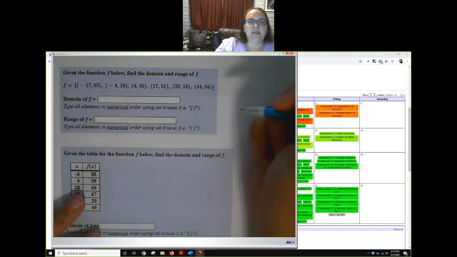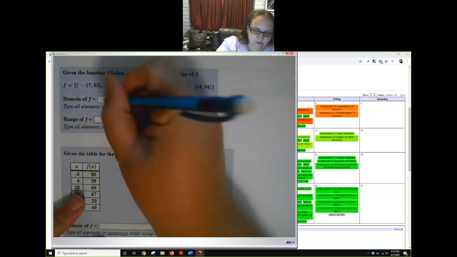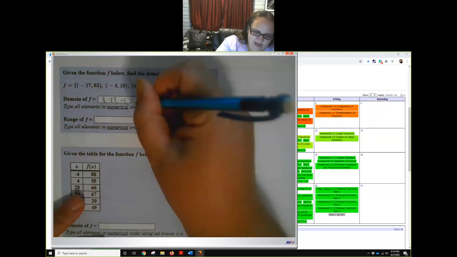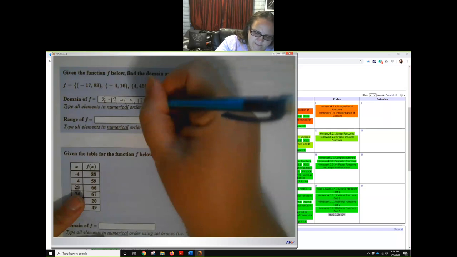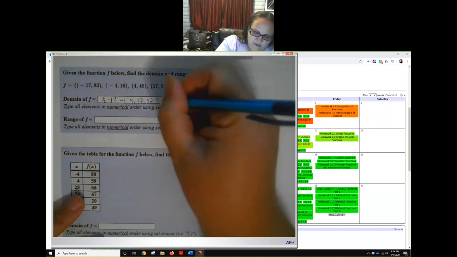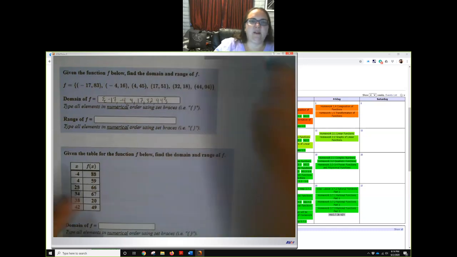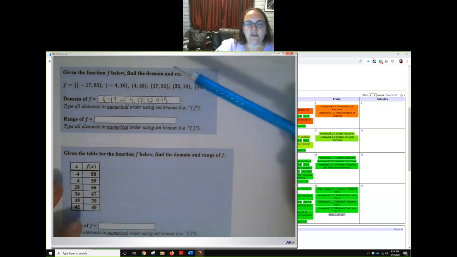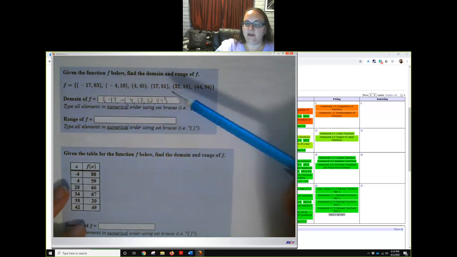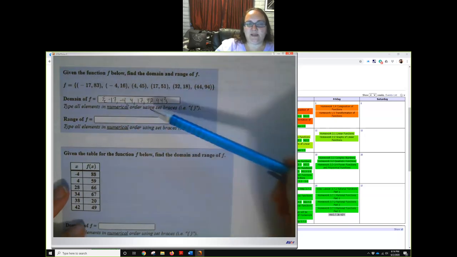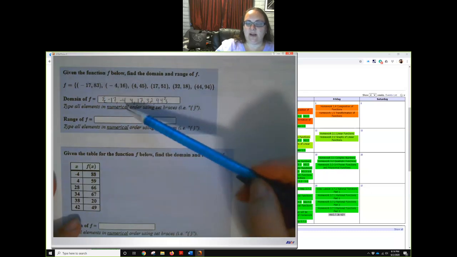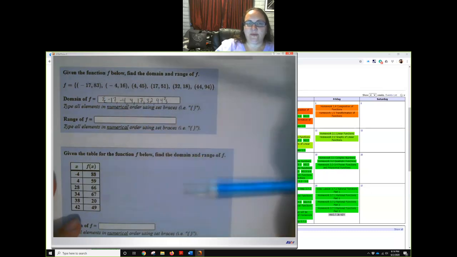Now we're going to put this in numerical order. So we would say -17, they happen to be in order, -4, 4, 17, 32, 44. A few things about this set notation. You should go in ascending order from least to greatest. And you do not write repeats. So if a number repeats, you only write it once down here. Okay.